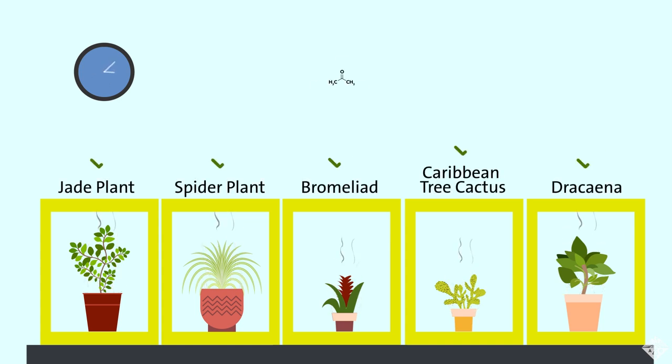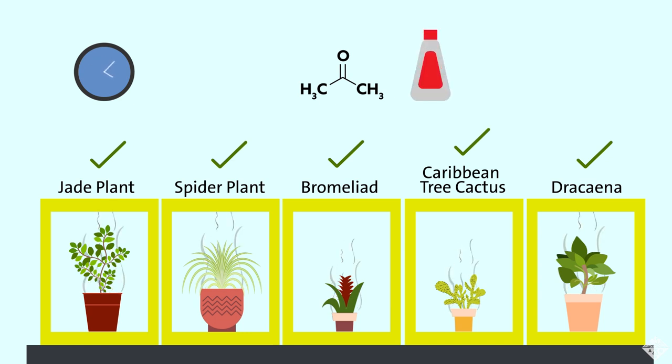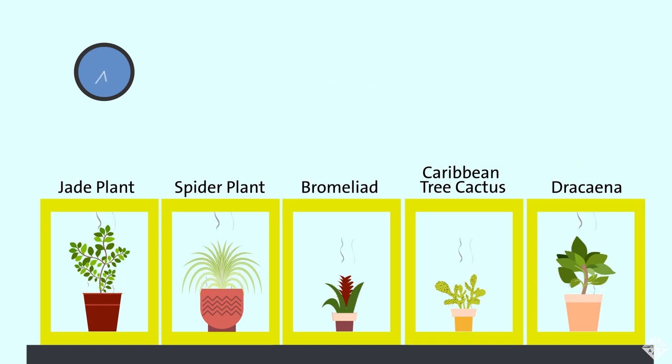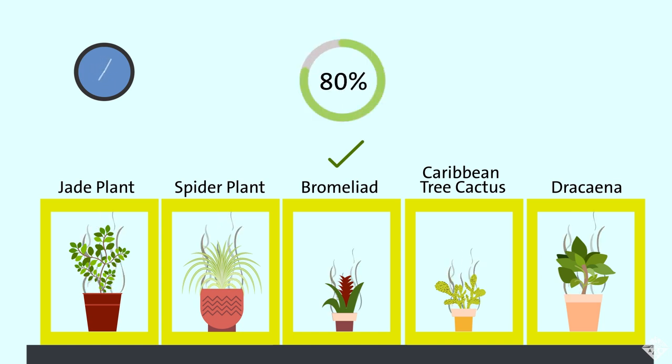For example, all 5 plants were able to absorb acetone, the pungent chemical in nail polish remover, but the Dracaena plant took up the most, around 94% of the chemical. The most effective VOC scrubbing plant was the bromeliad. For 6 out of the 8 VOCs studied, it removed more than 80% of the pollutants over a 12-hour period.